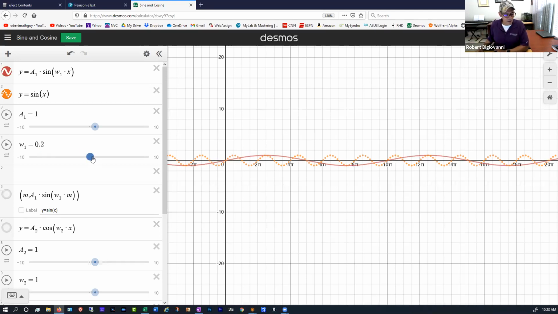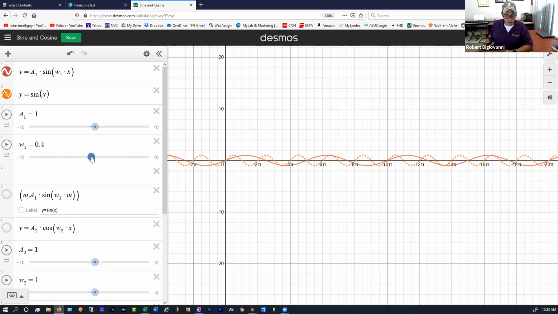So it looks like if that number inside is 1, it's just the regular sine function. If it's bigger than 1, it's more frequent. If we go between 1 and 0, it becomes less frequent, so longer wavelengths is what it's technically called.